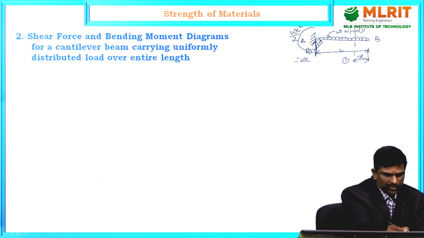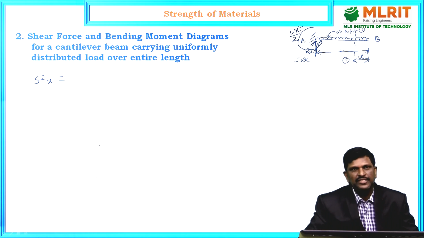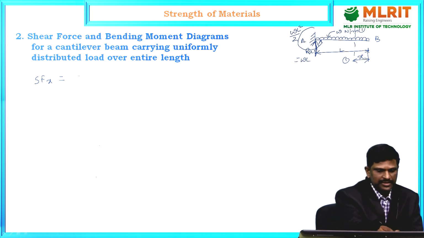The shear force at the section considered is the net force on the left side or right side. For this case, I will consider the right side of the section. On the right side, I have UDL over a length of x. The total load acting on the right side is Wx.